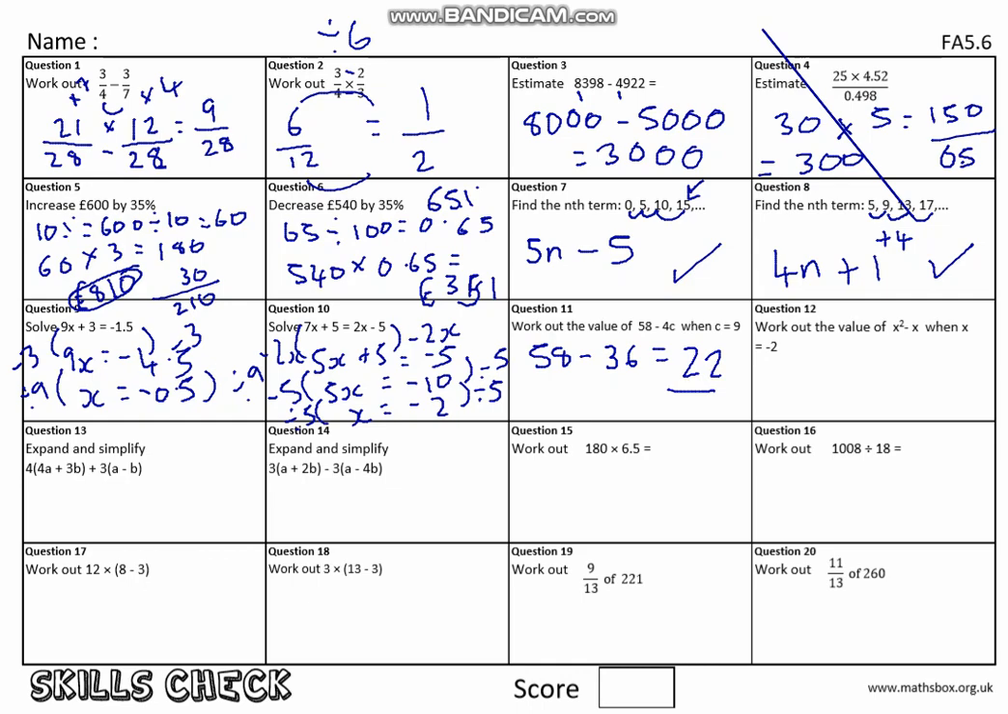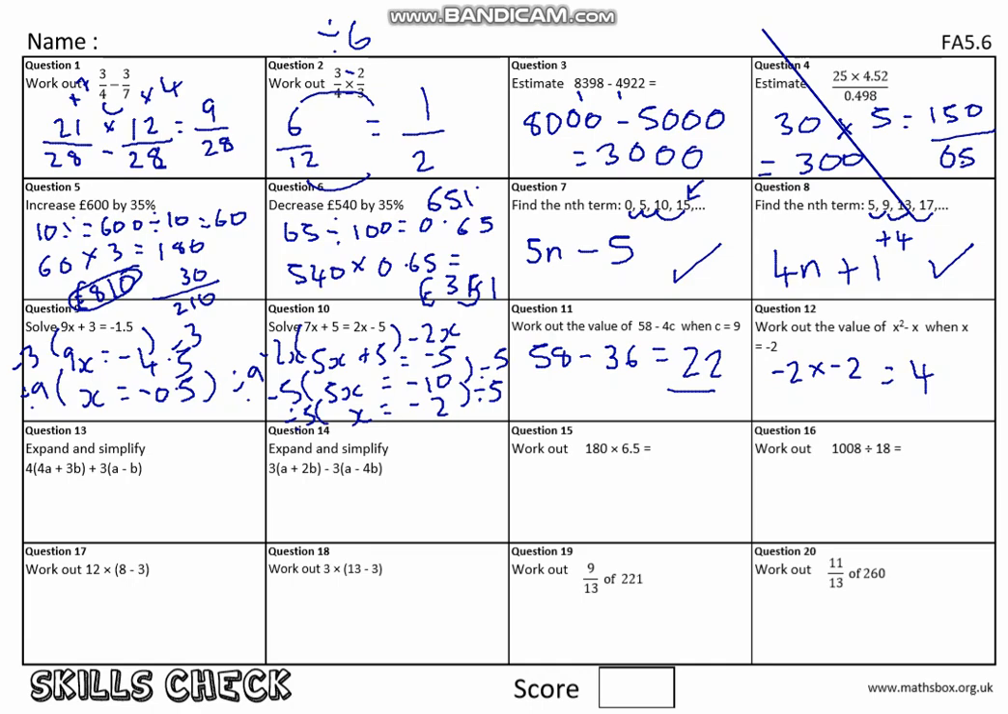Okay, so the next one says x squared minus x when x equals minus 2. Okay, so using BIDMAS, we've got our indices first. So we're going to do minus 2 squared. So if we wrote that out, we would have minus 2 times minus 2. Okay, so 2 times 2 is obviously 4. Now the reason that's a positive 4 is because, as we know, if we're working with two negatives, it ends up being a positive, okay? So minus 2 times minus 2 equals positive 4.